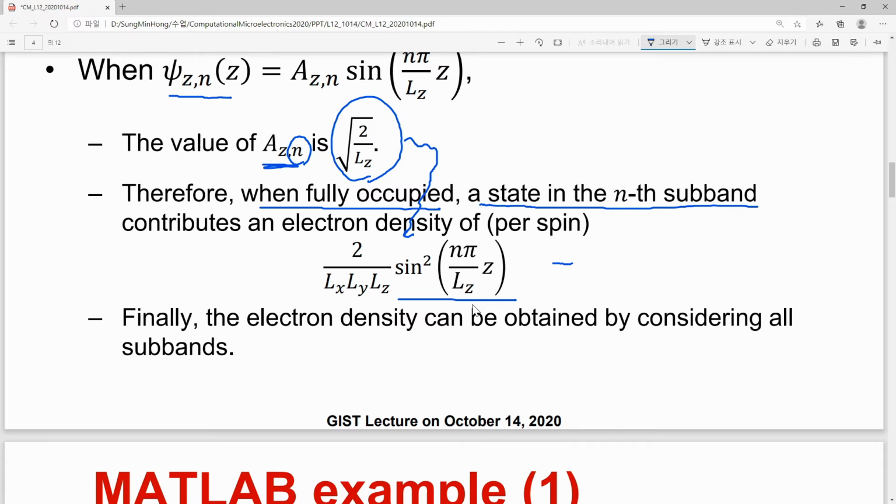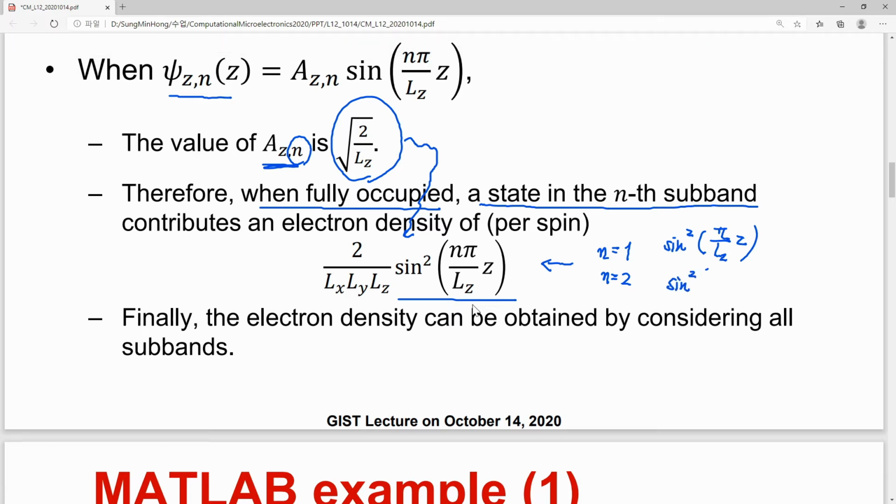As I told you before, if we have different n values, for example 1 and 2, then our sine squared of pi z over Lz and sine squared of 2 pi z over Lz will look quite different. So depending on the subband index, we will have quite a different electron distribution.